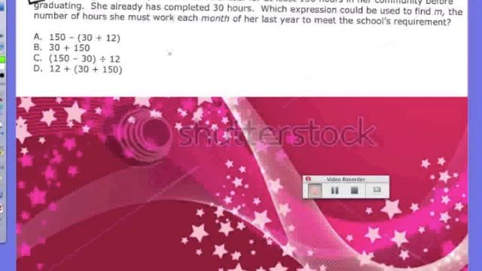This one is simple too. You act like you're about to solve it. So she works 150 hours. Boom, boom. She completed 30.